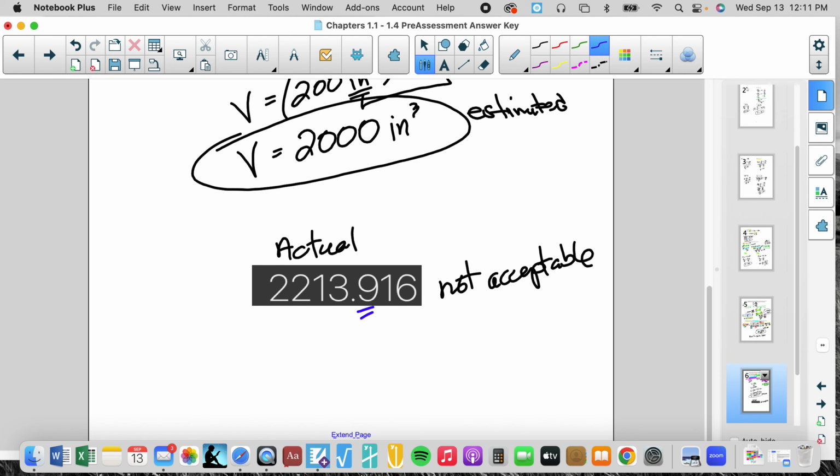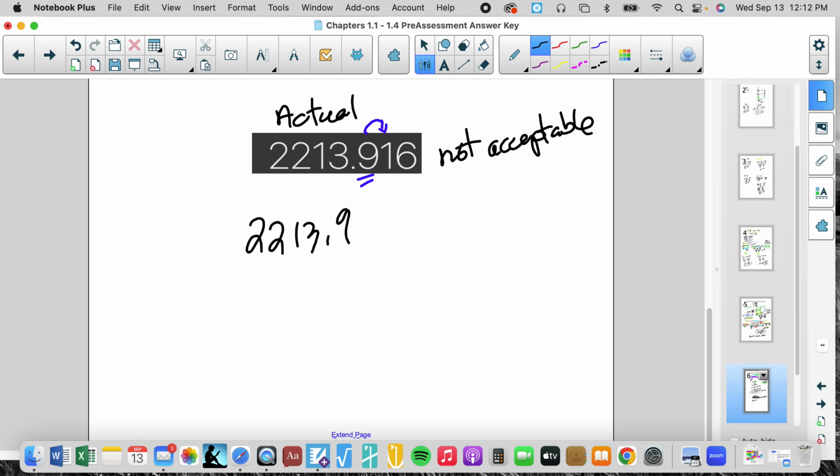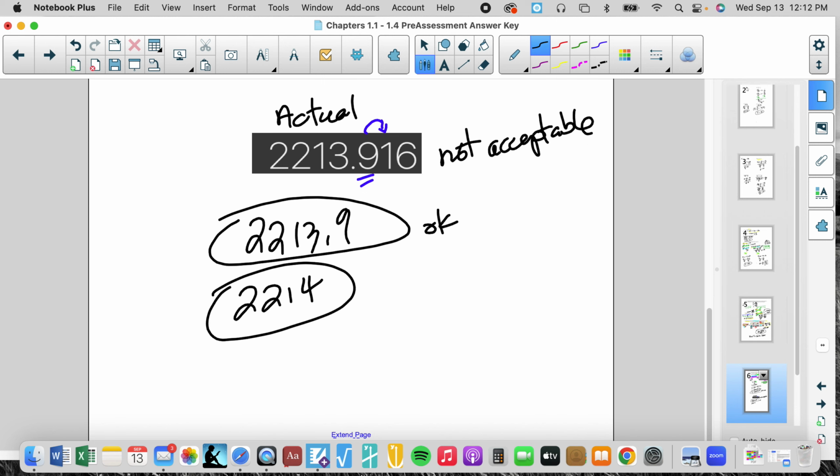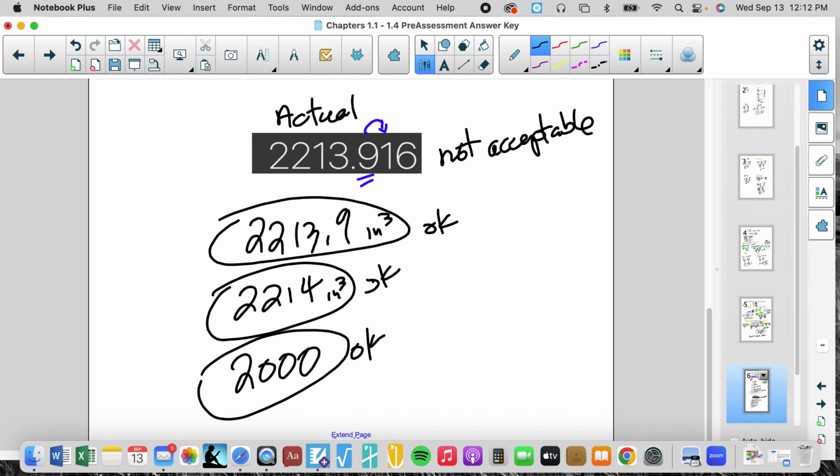So I can look at the tenths place and I can look to see how I want to round it. I'm going to keep the 9. So the best answer that I could possibly give is this. I could also give this answer. That's fine. That's rounded to the ones place. But the most accurate place that I can go out to is the tenths place. So this answer is okay. This answer is okay. 2,000 is okay. All of those three answers are okay. And you would need inches cubed, because we're dealing with volume and I'd want that unit.